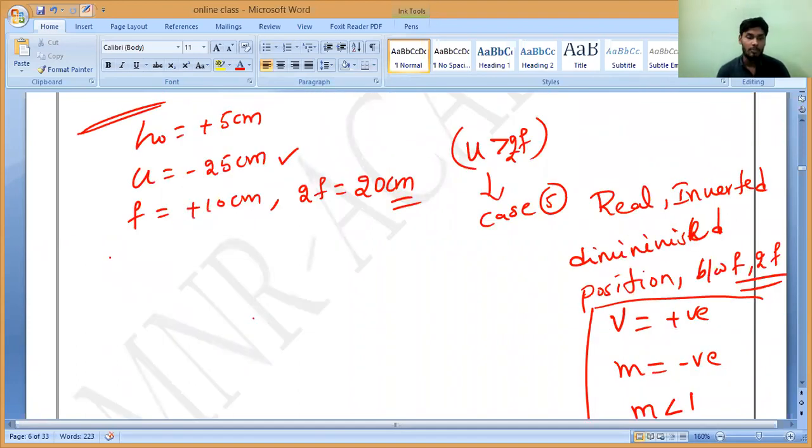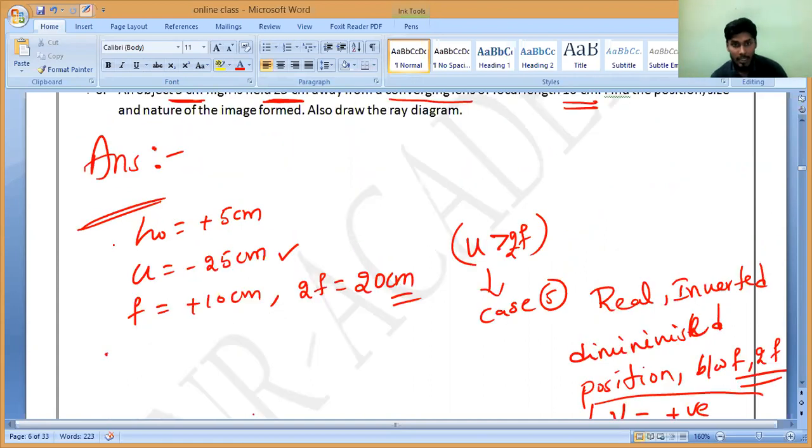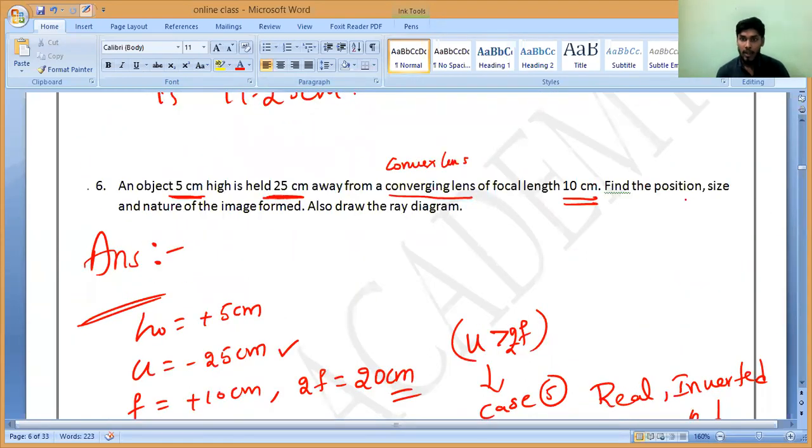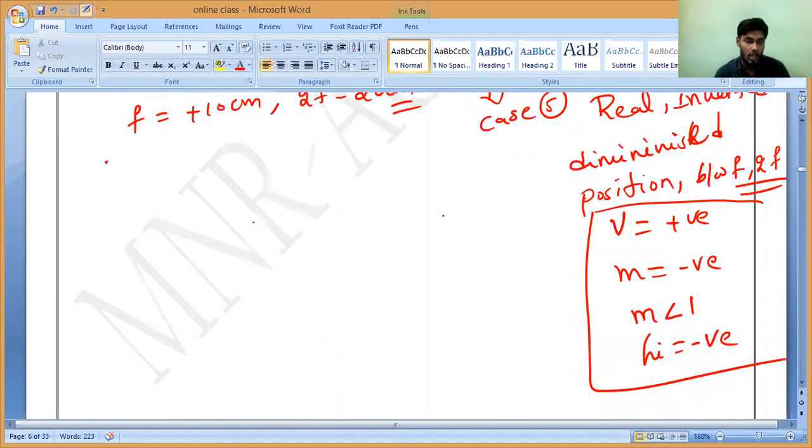We want to find the image position first. Check what they are asking: find the position, size, and nature of the image formed. Also draw the ray diagram. So which ray diagram will you draw? Case 5 ray diagram. Will you be able to draw the case 5 ray diagram?